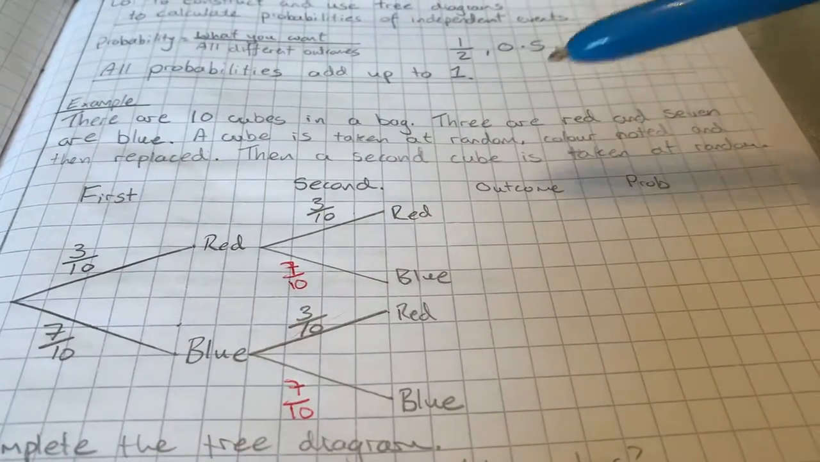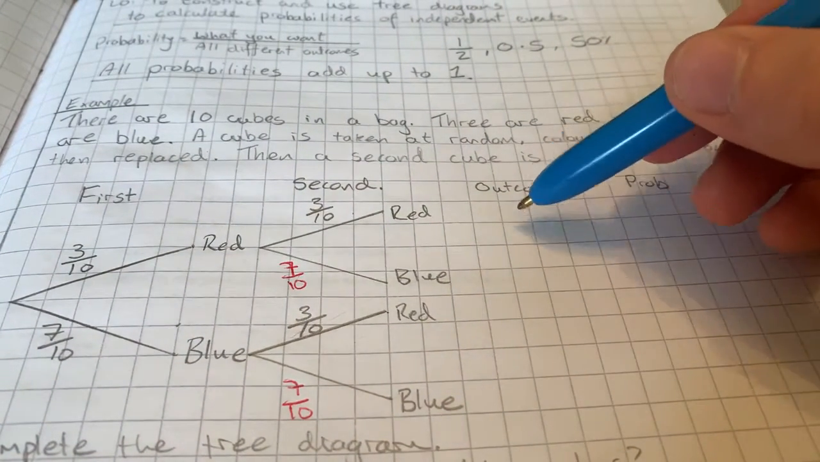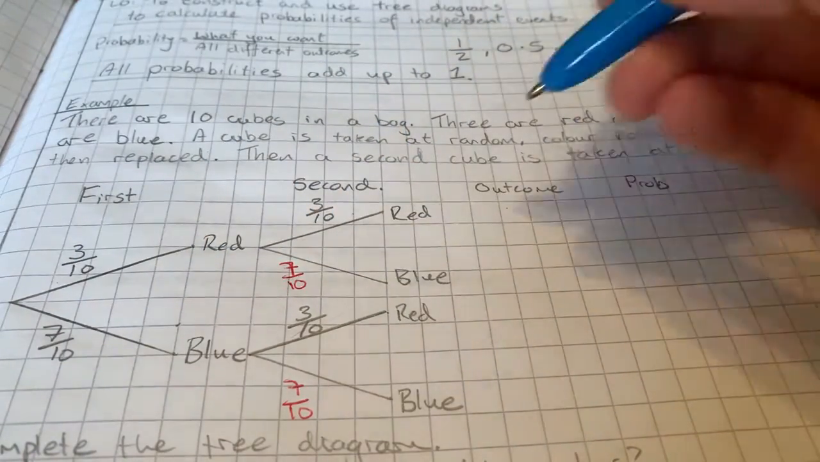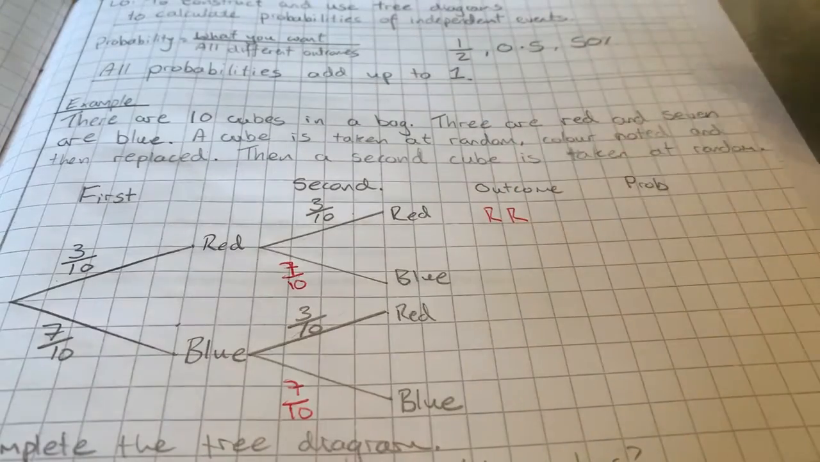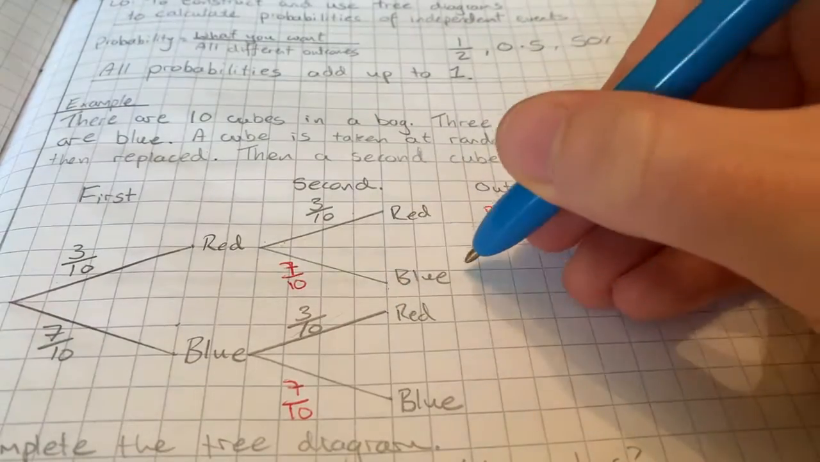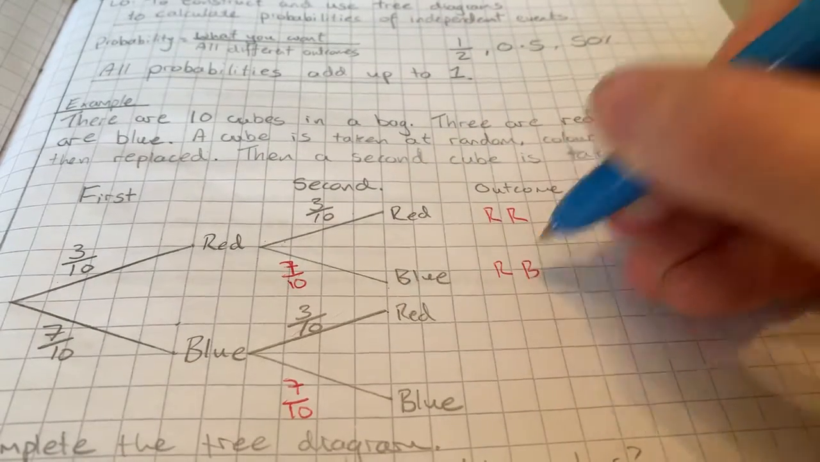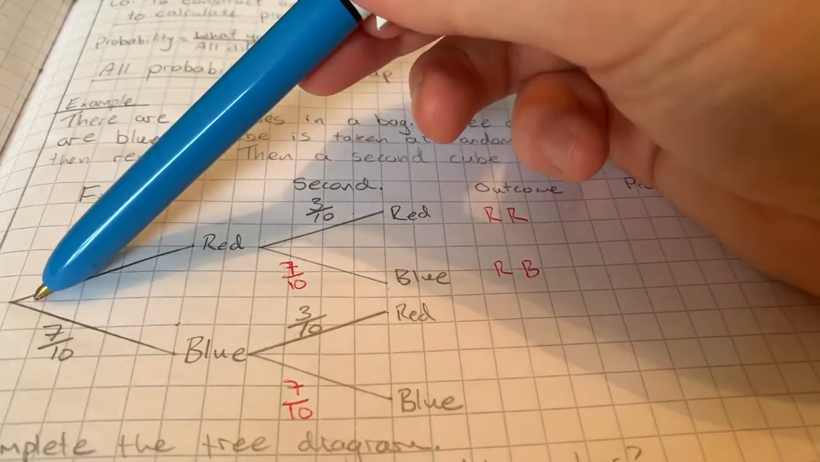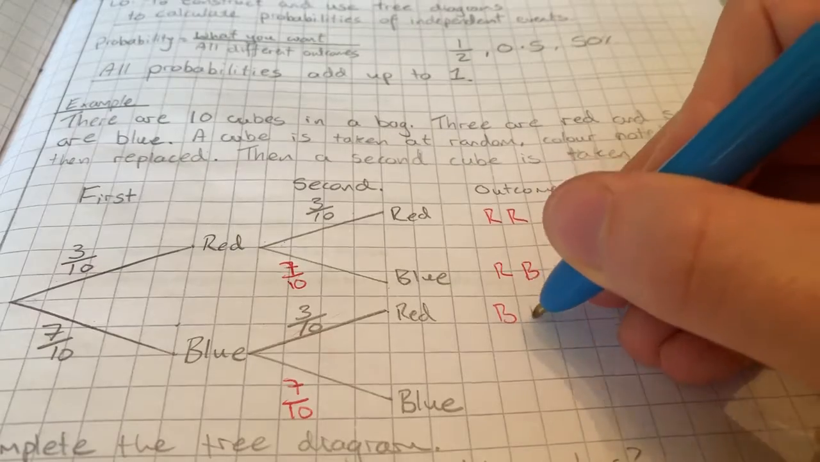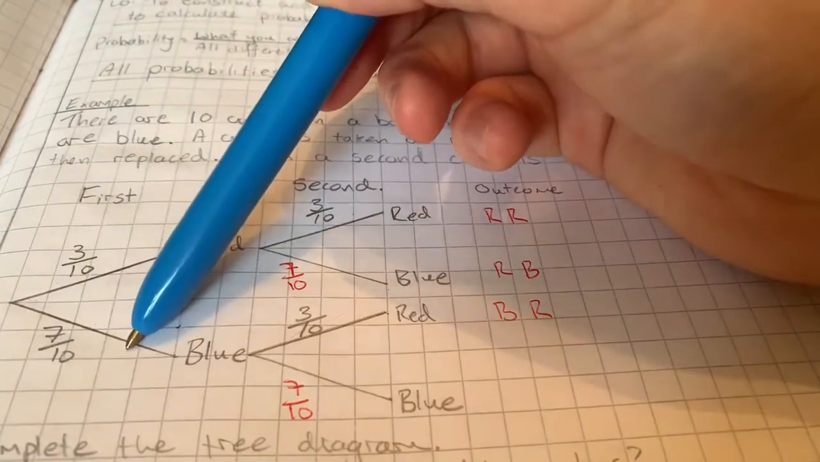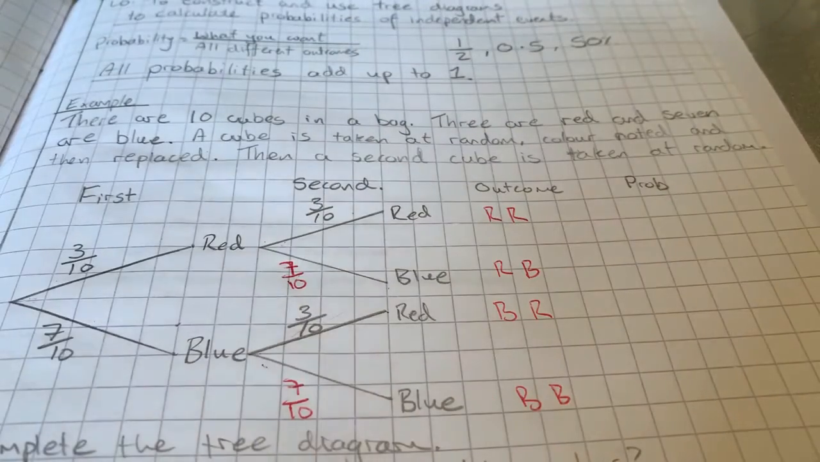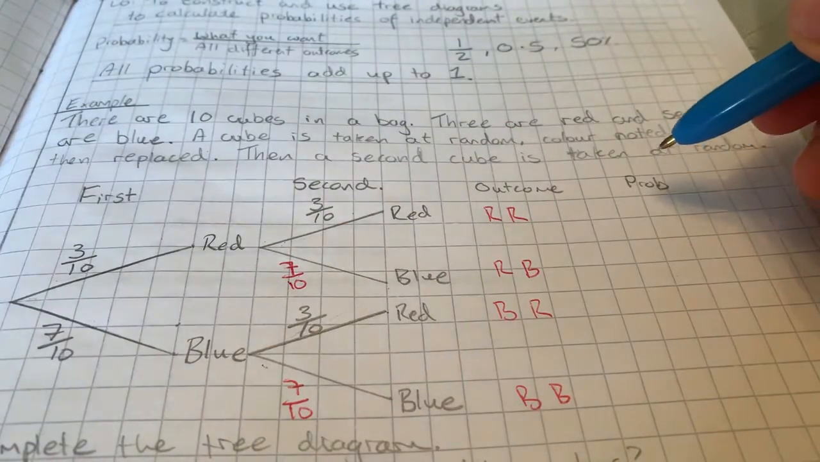Now, it's a good habit to get into doing this here. So different outcomes. So if we go along this leg, red, red means the outcome there will be red, red. This one here, we've got red, blue. So the outcome of that leg is red, blue. So RB. Here, this one is blue and then red. So we do that. Blue, red, and then down here we got blue, blue. So it's good to make notes like that. And then we calculate the probability.